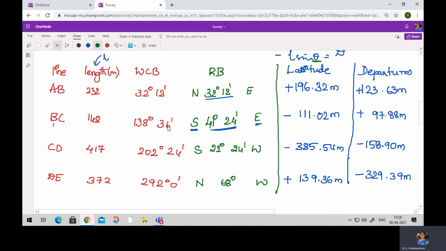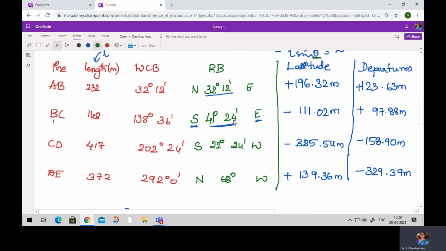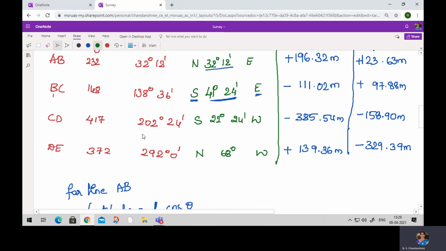Then 137 degrees 36 minutes is less than 180 degrees, so it is in the second quadrant, that is the southeast quadrant. The quadrant is mentioned here, and 180 degrees minus 138 degrees 36 minutes gives us this value, 41 degrees 24 minutes. Next is the third line CD. The whole circle bearing of CD is 202 degrees 24 minutes, so it comes in the third quadrant, that is the southwest quadrant. The quadrant name is mentioned here.